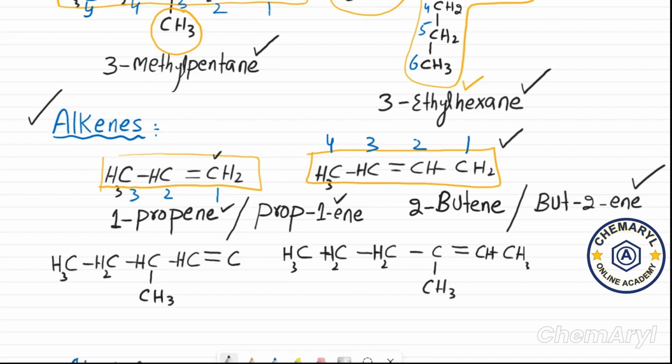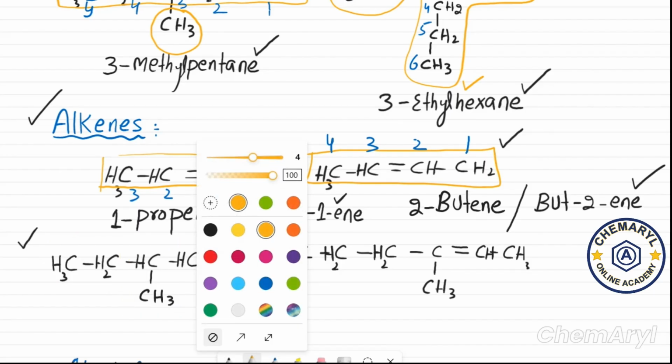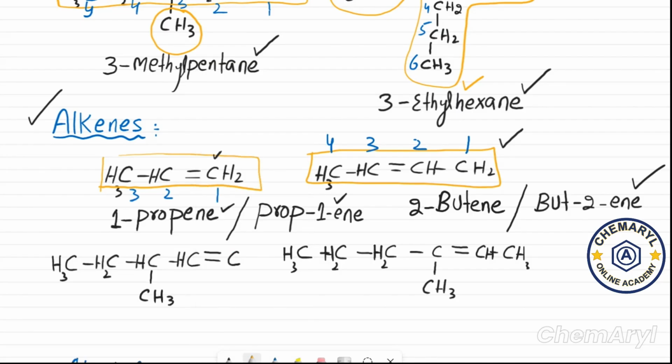Dear students, our next example is this one. How many students are saying that this one is the long chain or main chain and this part is called the side chain? And how many students are saying that this one is the main chain and this one is called the side chain? Okay, maximum students are saying that the second selection is correct.